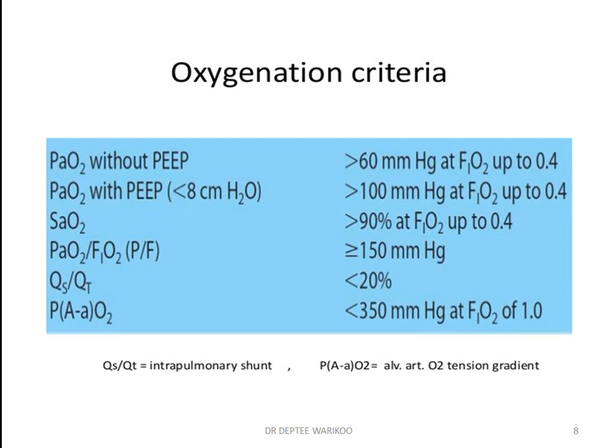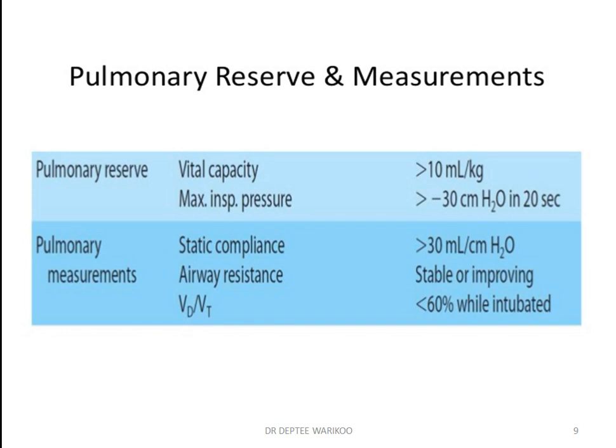Then there is oxygenation criteria in which we check PaO2 without PEEP and with PEEP, and then saturation of oxygen, partial pressure of oxygen. All these gradients have to be checked before we start the process of weaning. Then there are pulmonary reserve and measurements which we need to check, like vital capacity, maximum inspiratory pressure, static compliance, airway resistance. Before weaning, all these parameters and criteria should be checked.